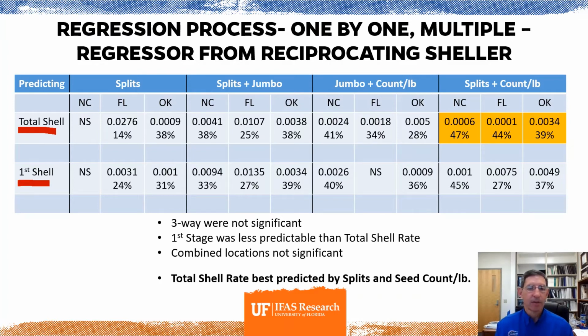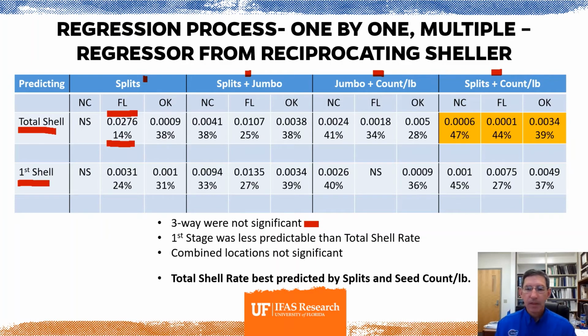And I have here the F value for regression, as well as the R square that was generated from that for each of the locations, using splits, jumbos plus splits, jumbos plus seed count, and splits plus seed count. And we also did the three-way, but there was no significant effect of the three-way over the best two-way, so we're not going to show that here.